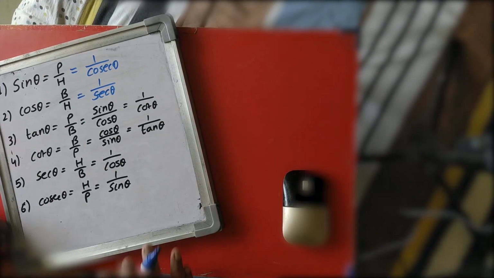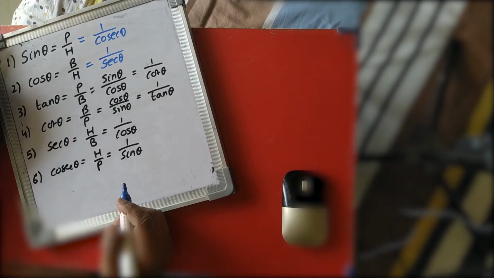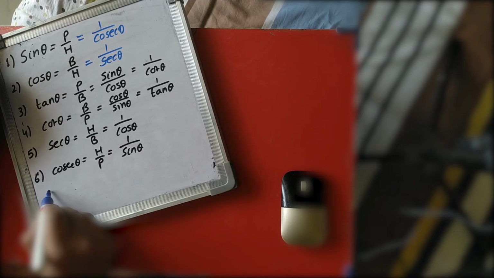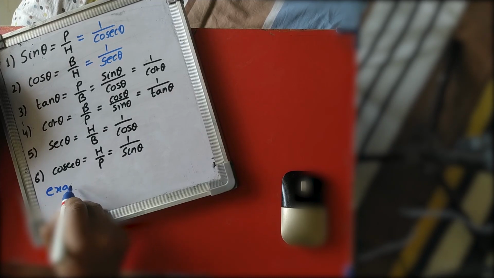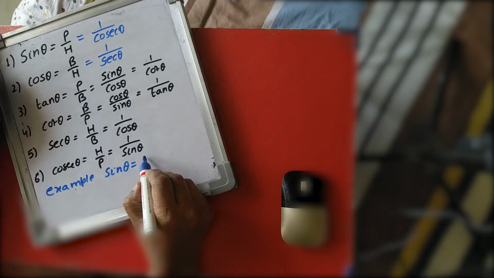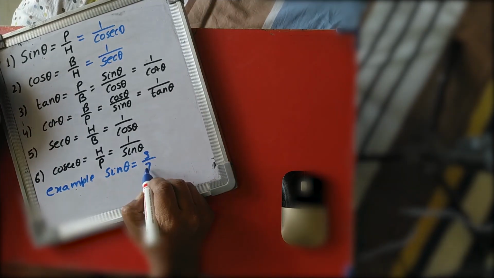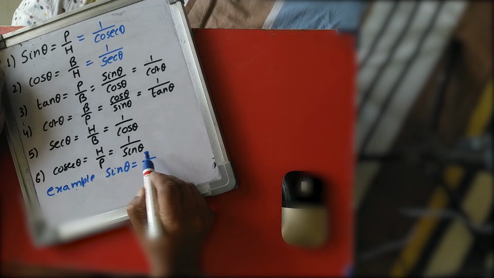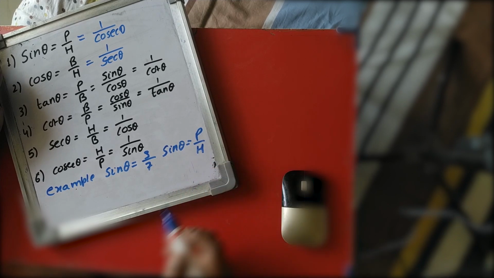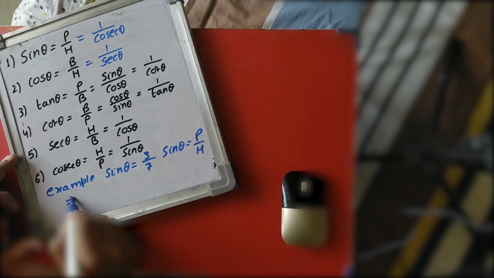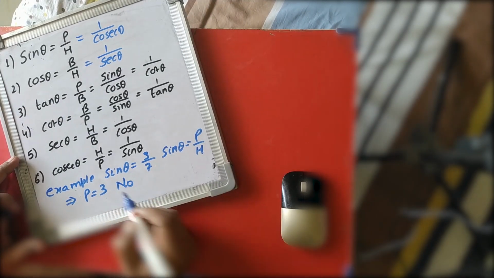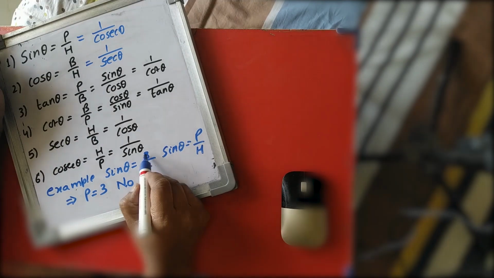All these functions are actually only ratios. They do not indicate any real value of perpendicular or hypotenuse. What I mean by this is, suppose we are given that sin theta is equal to 3 upon 7, and we also know that sin theta is equal to perpendicular upon hypotenuse. Does it mean that perpendicular is 3? The answer is no. Why so? Because it is a ratio.